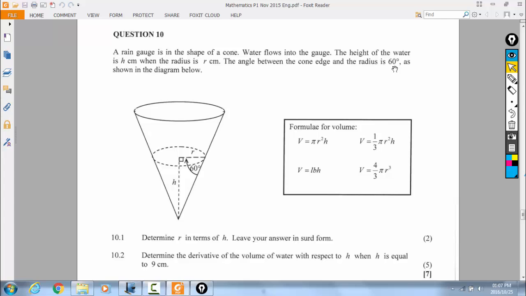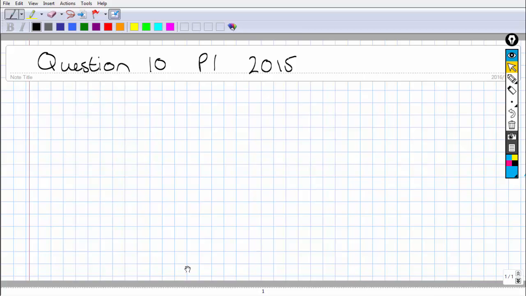So you can already see what type of question they're going to ask. They're going to ask you to relate something to something else. In this case, they say determine r in terms of h and leave your answer in surd form, and then they say determine the derivative. Well, they don't even tell you to maximize. They just say determine the derivative, which is even easier. But let's just redraw that so that we can work with it.